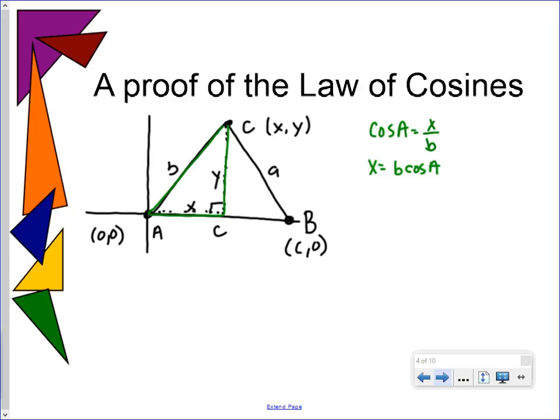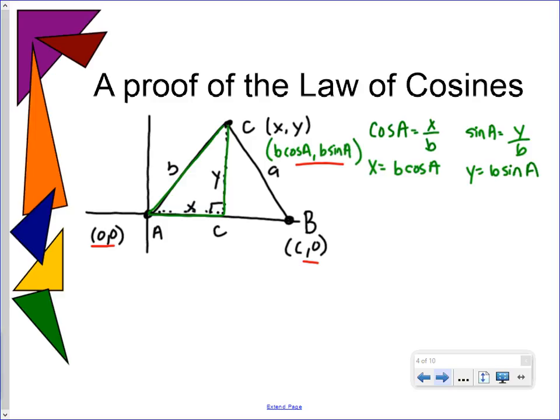I could do the same thing for y. When I look at y, it is opposite of angle A. And so I would use y and b, opposite and hypotenuse, so I'd be using sine. So I could say the sine of angle A is equal to y over b, so y is equal to b sine A. So I can rewrite this ordered pair: b cosine A, comma, b sine A. And now when I look at all three ordered pairs, they're either zeros or they're in terms of A, B, or C, somehow, side or angle.